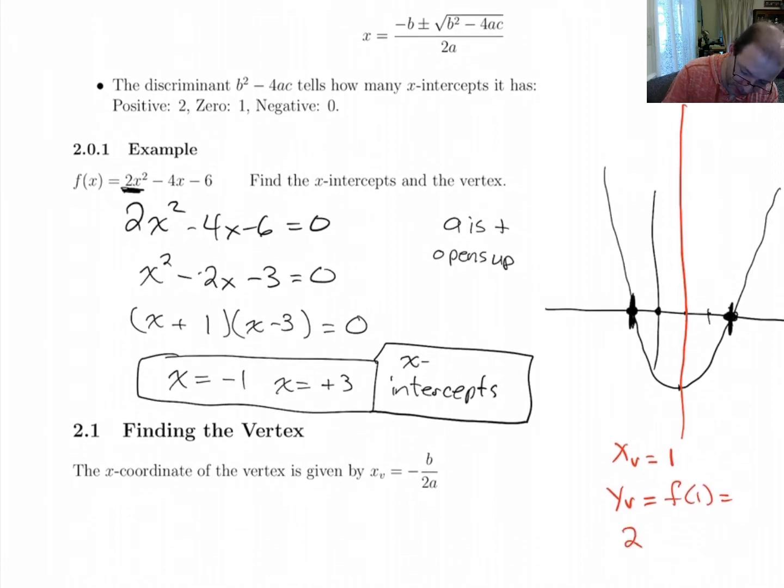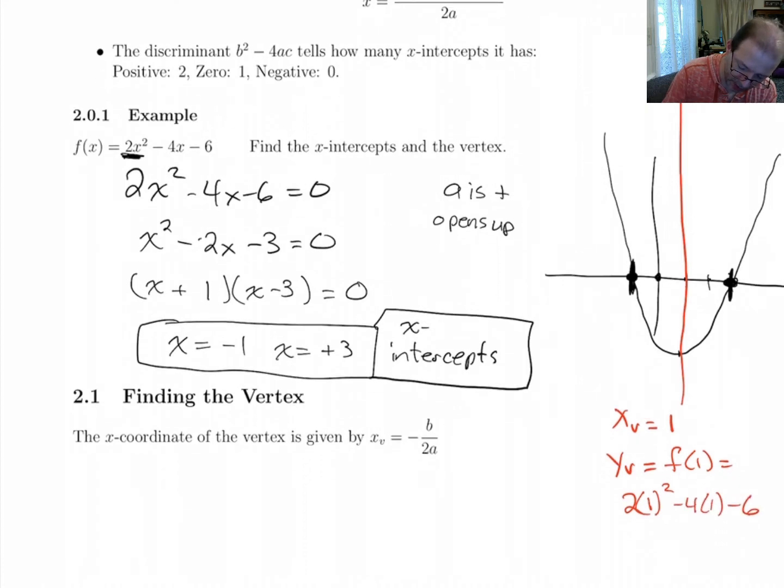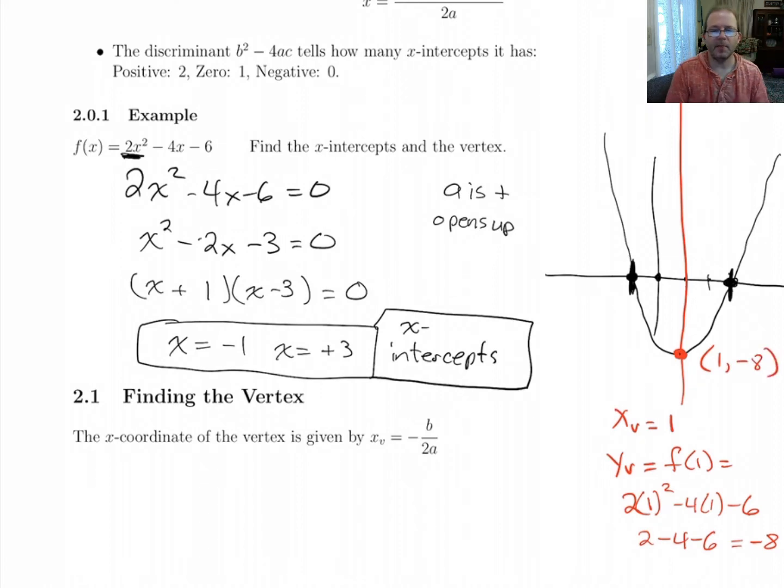And so f of 1 is going to be 2 times 1 squared minus 4 times 1 minus 6. What is that? 2 minus 4 minus 6. 2 minus 10 is -8. So my vertex here is the point 1, -8. And I did that by just knowing a little bit about the graph. I guess really the only information I needed was that it opens upward and we had these x-intercepts.